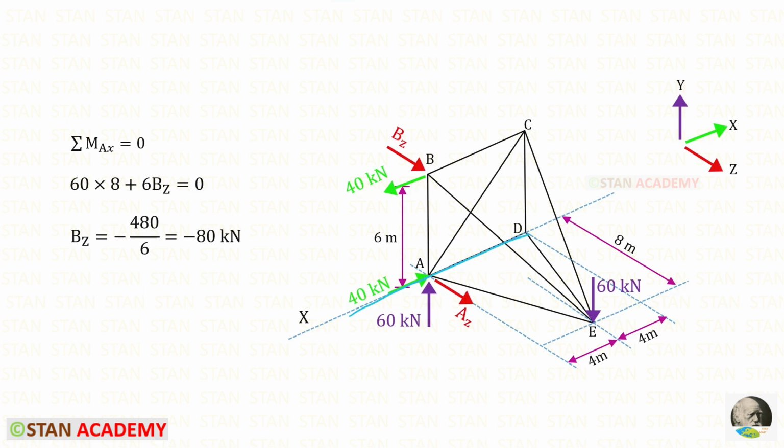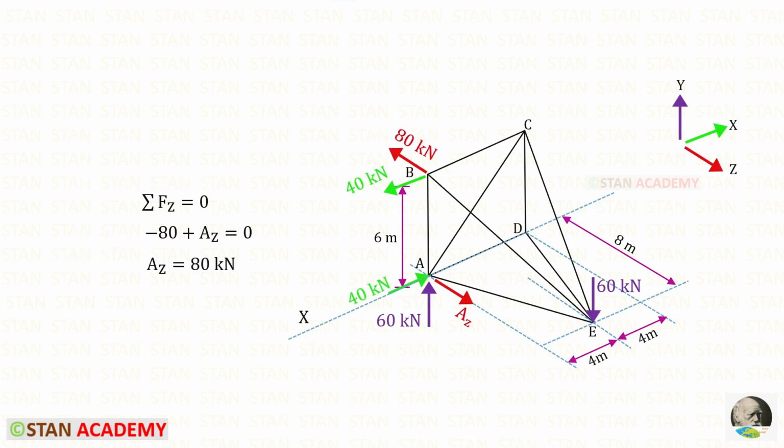About this line, BZ is acting in the clockwise direction, so it will be positive. For BZ, this is the perpendicular distance, so 6BZ. The load 60 kilonewton is acting in the clockwise direction, so it is also positive and the distance is 8, so 60 into 8. For BZ, we will get a negative value. That means the assumed direction is incorrect. We have to change this direction. You can see that I have changed the direction.